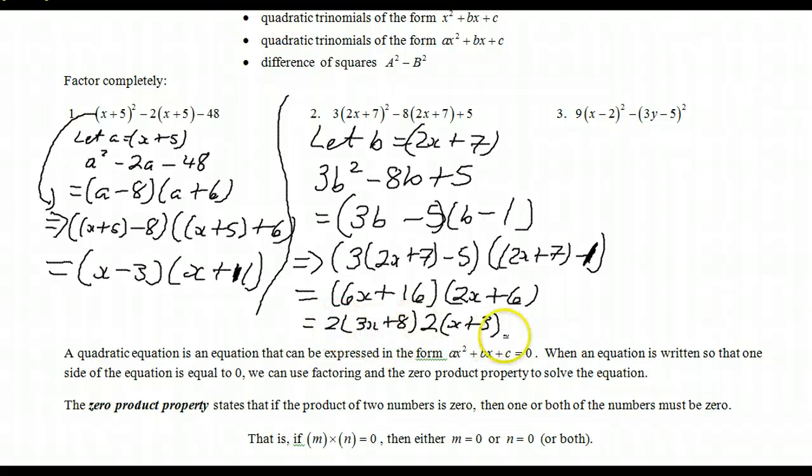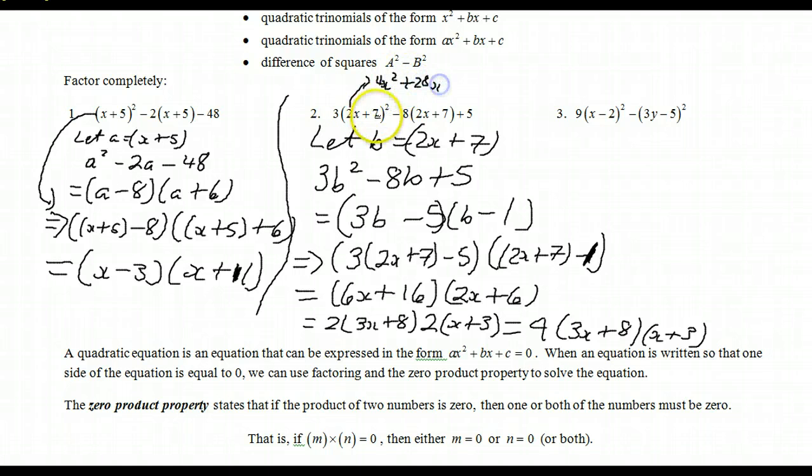2 times 2 is 4, so this is equal to 4 times 3x plus 8 and x plus 3. Are these equal? If you expand this and square the trinomial up here, remember we're going to get 3 terms. It'll be 4x squared, that's 14, double it, we get 28x, and then a plus 49. If you did that, you should see that these two were equal.